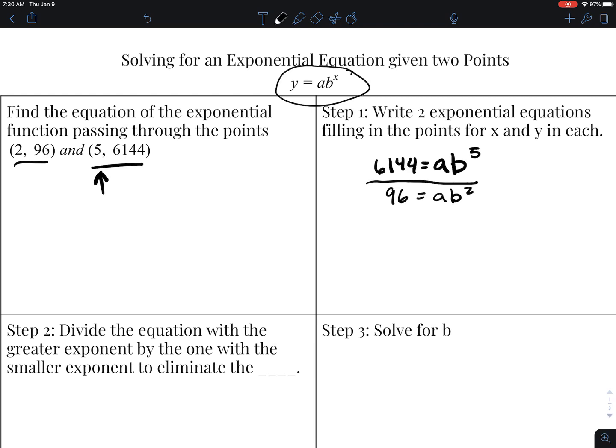Again, I'm just taking these points. This is my x value. This is my y value. Again, 5 was my x value. 6144 was my y value. So that's how we set up our 2 equations.